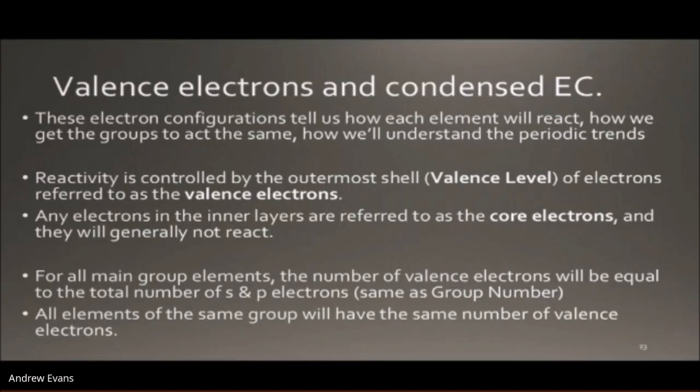Everything in the lower levels were the core electrons, electrons that essentially would largely not react. These core electrons are shielded. If you want to peel an onion, you have to first start from the outermost shell. So if you want to peel off electrons, you have to start from the outermost shell before you work your way into the core. Typically, for all main group elements, the number of valence electrons will be equal to the total number of s and p electrons. It's going to be a little bit different for the transition metals.